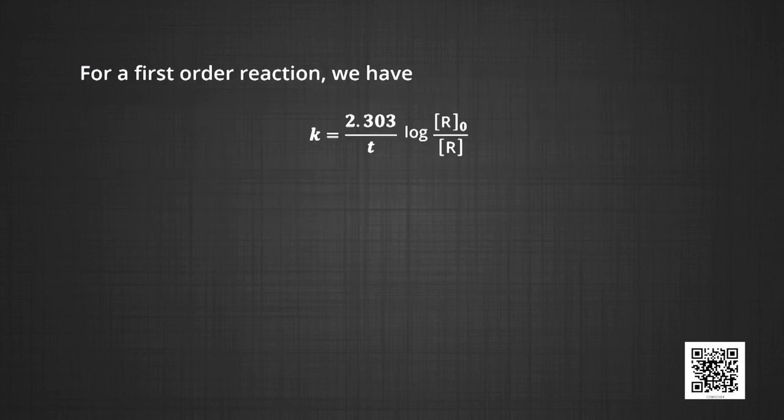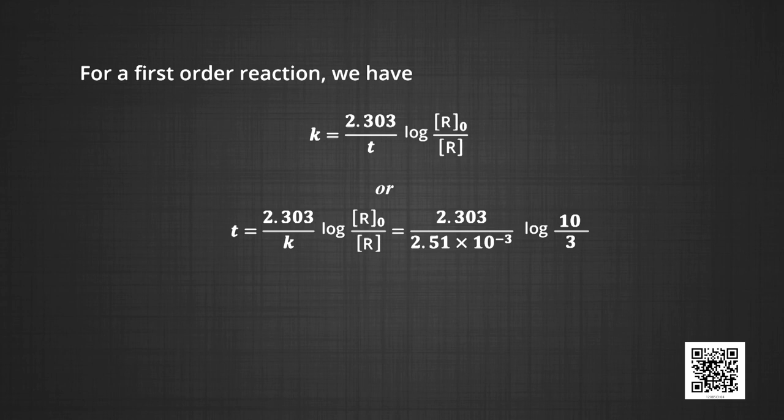Now, for a first order reaction, we have k is equal to 2.303 upon t log R0 by R. Rearranging the expression, it will come out to be t is equal to 2.303 by k log R0 by R. Now, putting the values, 2.303 divided by 2.51 into 10 raised to power minus 3 log 10 by 3. The time will come out to be 0.48 into 10 raised to power 3 seconds.